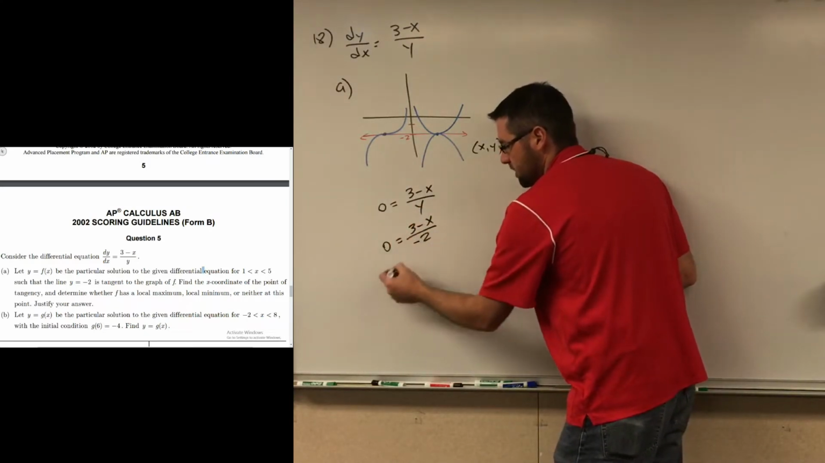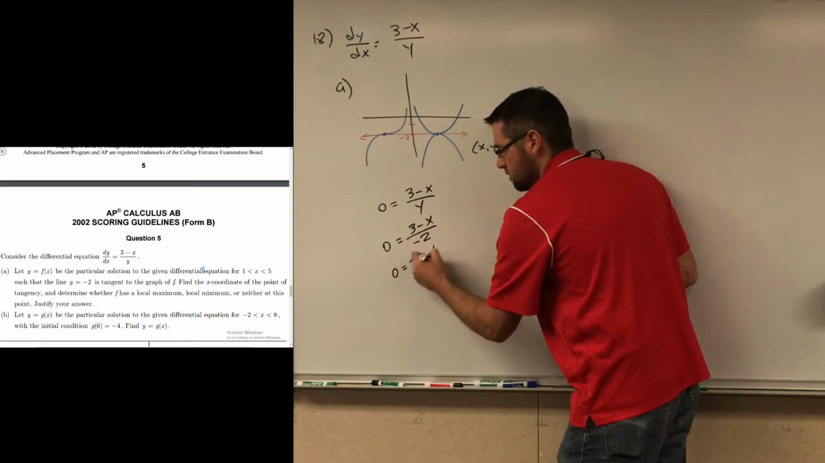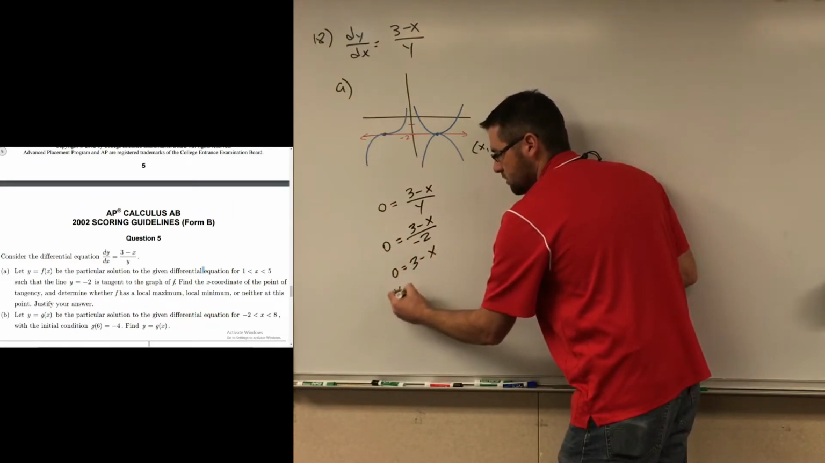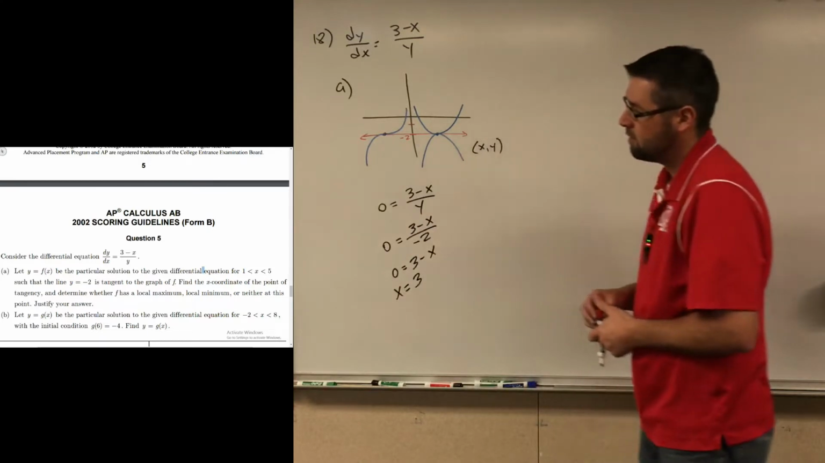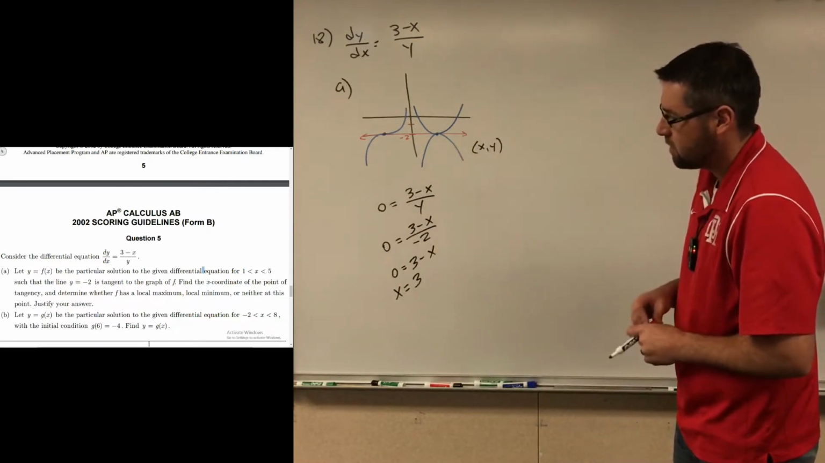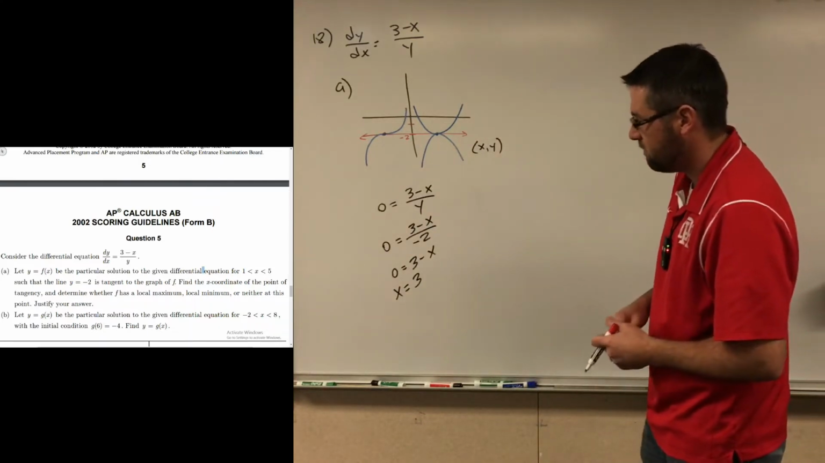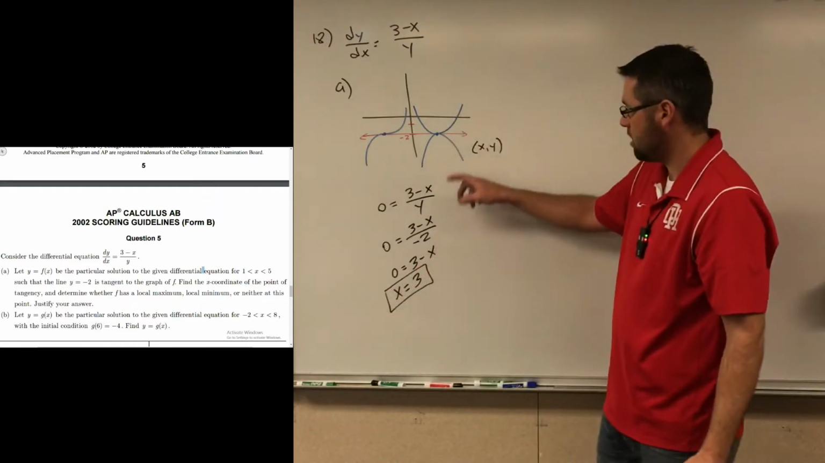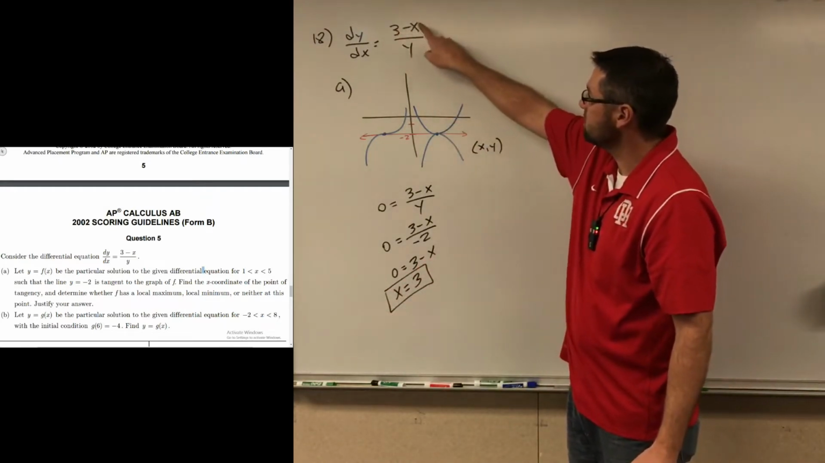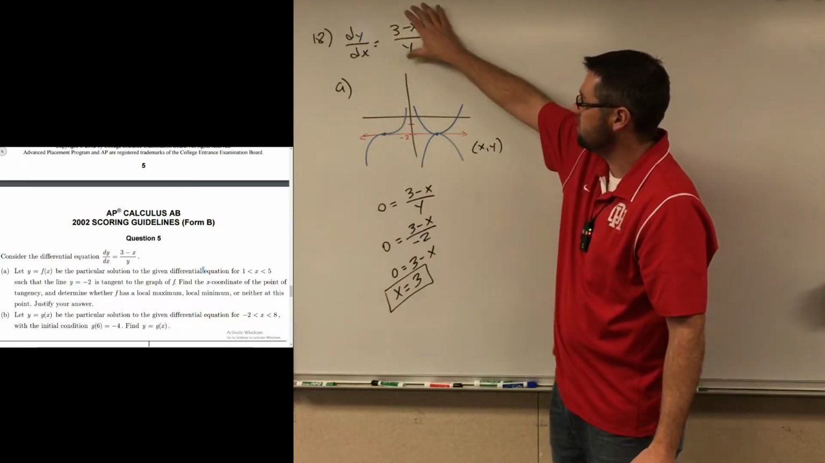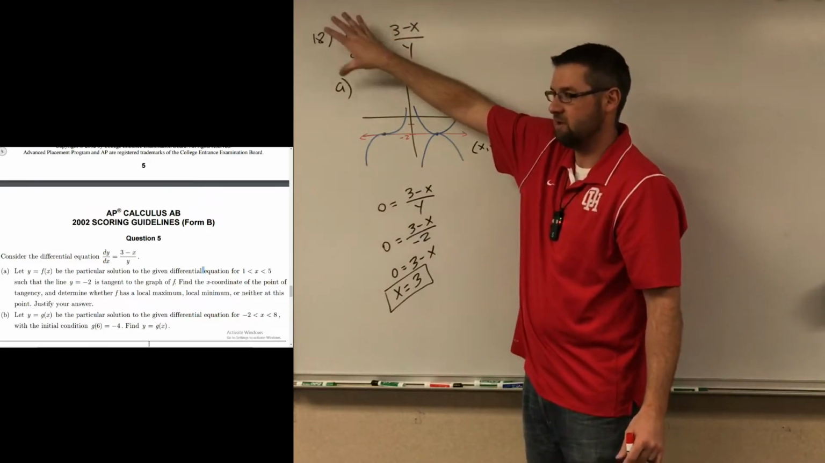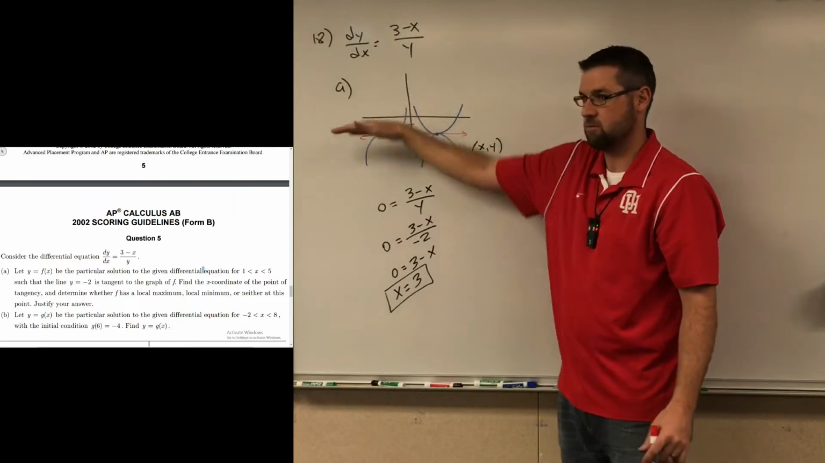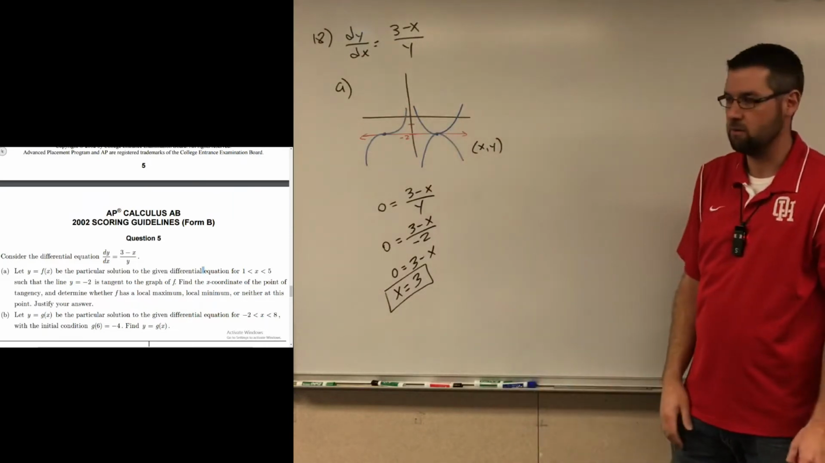And then we solve this, so we get 0 equals 3 minus x. So x equals 3. That's the first part. It says find the x-coordinate at the point of tangency. So that's the point of tangency. If I plug in 3 comma negative 2, 3 minus 3 is 0, over negative 2 is 0. That means the slope, the derivative, is 0. And therefore, that's the 0 slope at negative 2. Are we okay with that part?